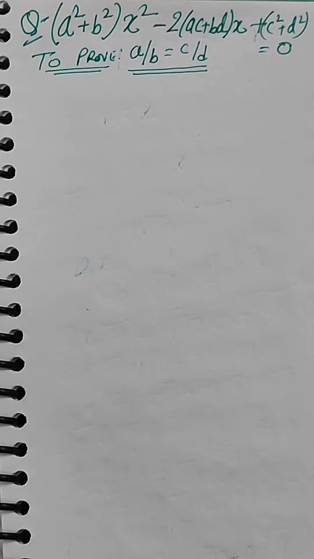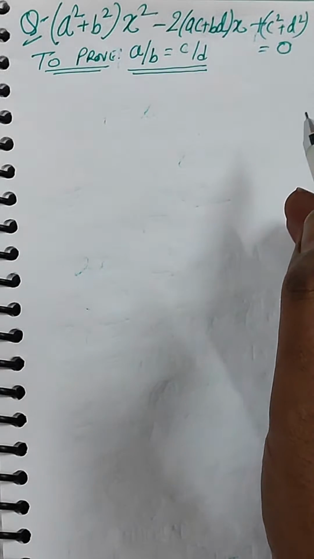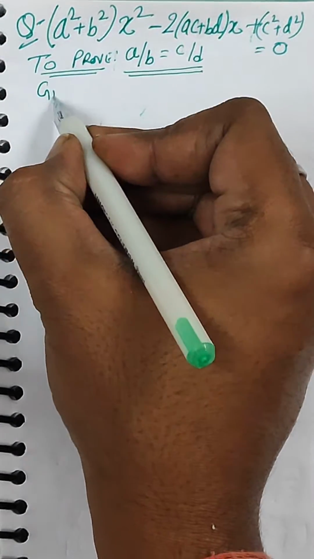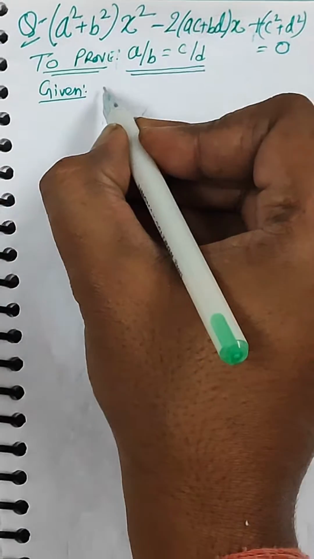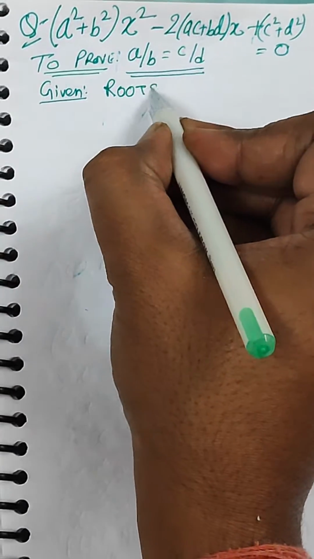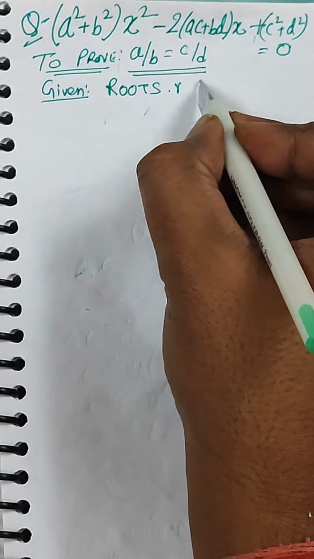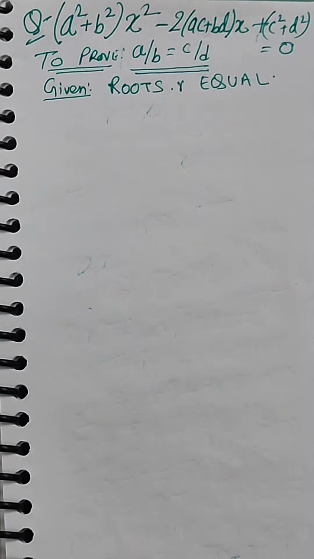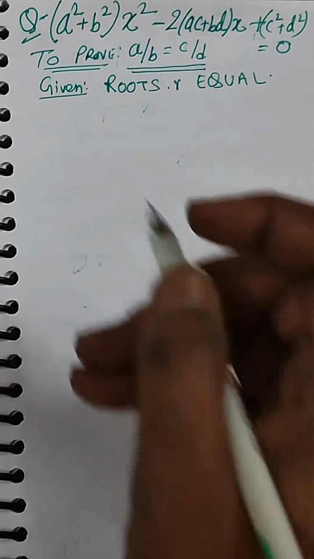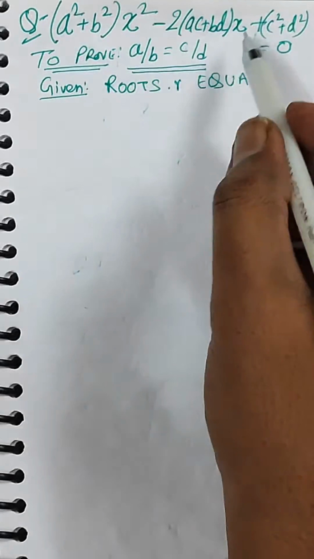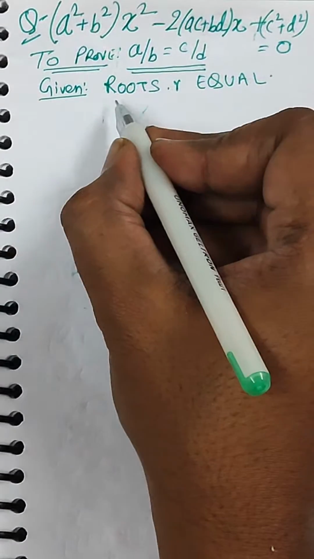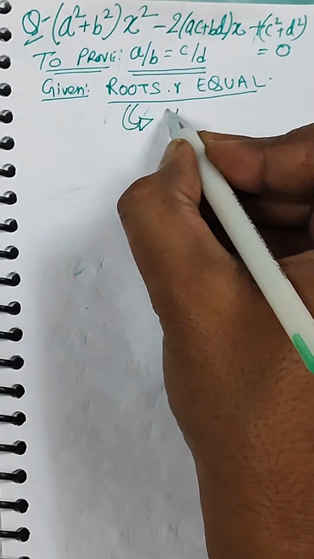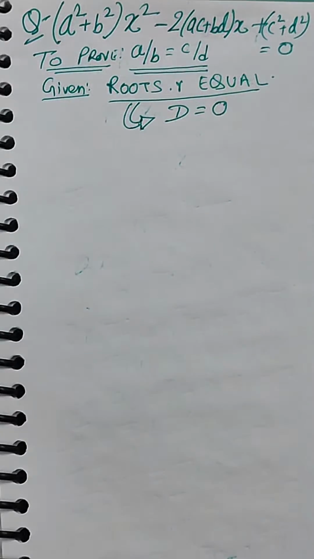So students, the condition given is that the roots of the equation are equal. When will the roots be equal? Roots will be equal when the discriminant of the above quadratic equation is 0. Roots equal implies D is equal to 0.